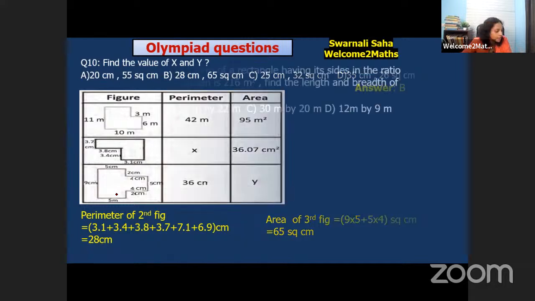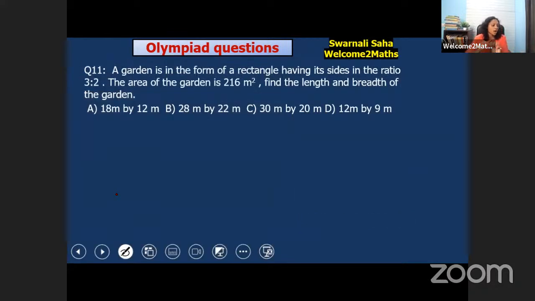Now one more question. A garden is in the form of a rectangle having its sides in the ratio 3:2. The area of the garden is 216 meters square. Find the length and breadth of the garden.